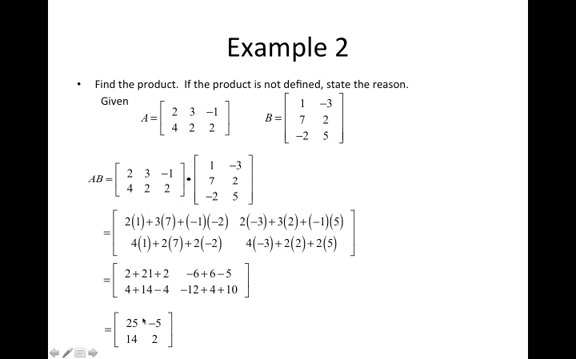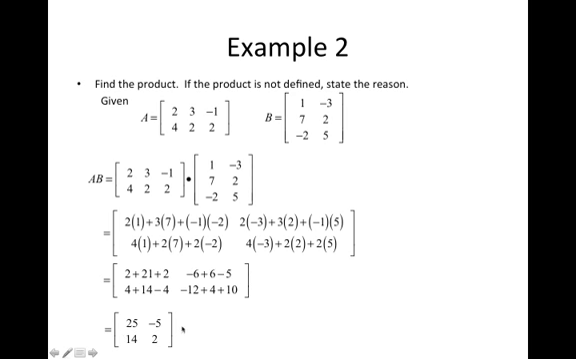2 plus 21 plus 2 is 25. Negative 6 plus 6 minus 5 is negative 5. 4 plus 14 minus 4 is 14. Negative 12 plus 4 plus 10 is 2. And that is the product of A times B.